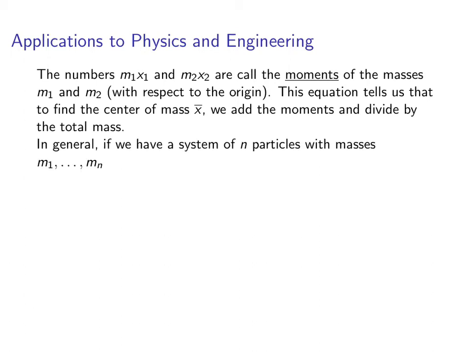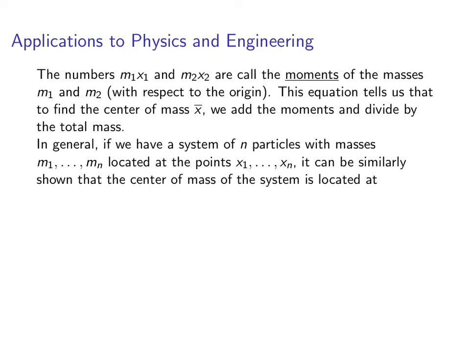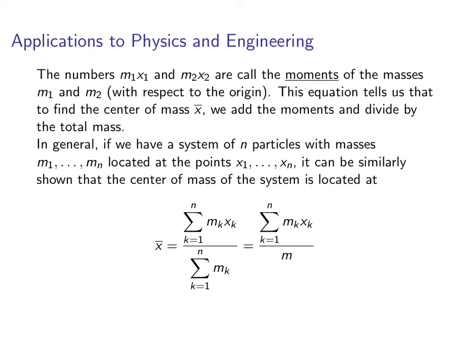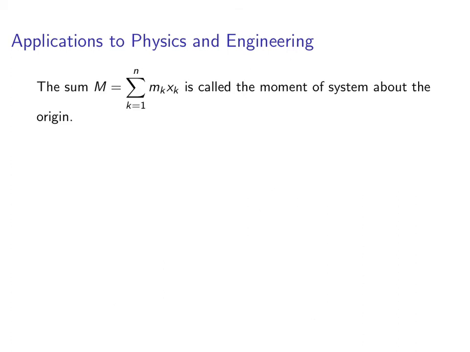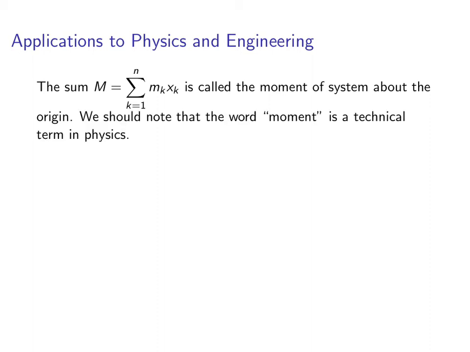Now in general, if we have a system of n particles with masses m1 through mn located at points x1 through xn along the x-axis, you can similarly show that the center of mass of this system is located at the sum of the moments divided by the sum of the masses. Instead of the sum of the masses down here, we'll just write a little m, indicating the total mass of the system. This sum of the moments is called the moment of the system about the origin. It's worth noting that the word moment is a technical term in physics, and it is used in this sort of context.